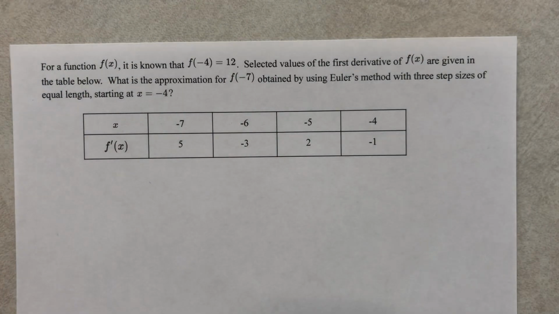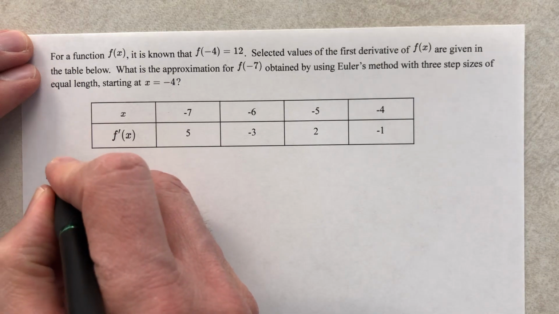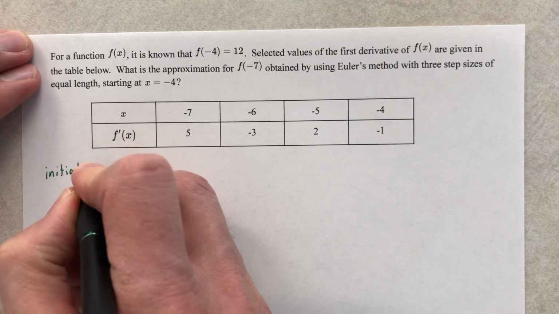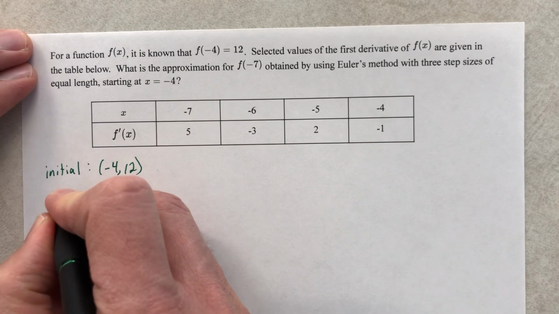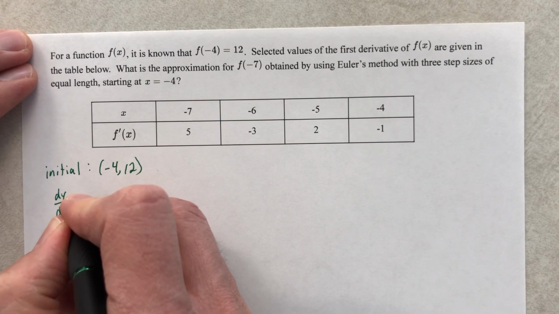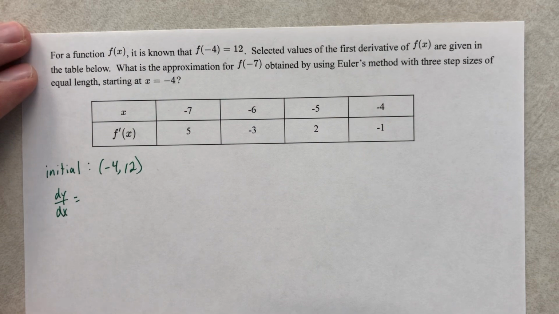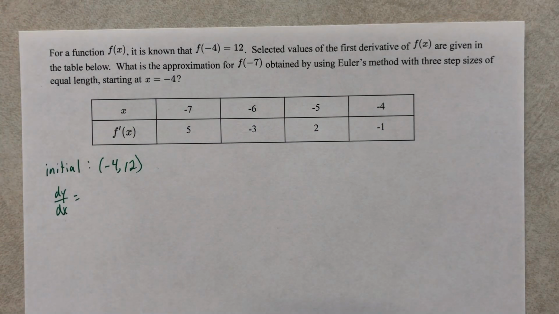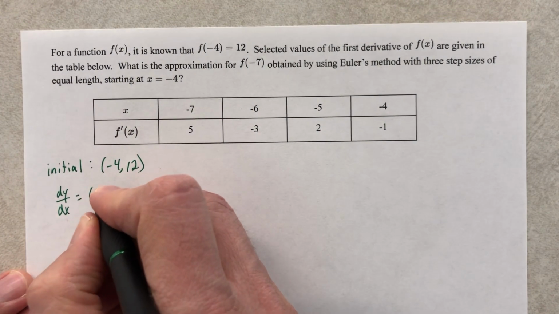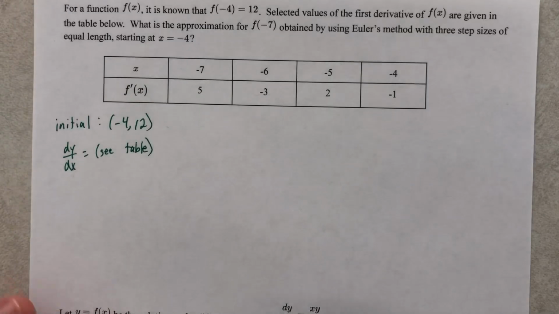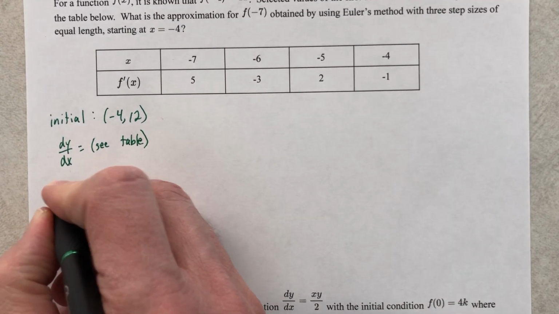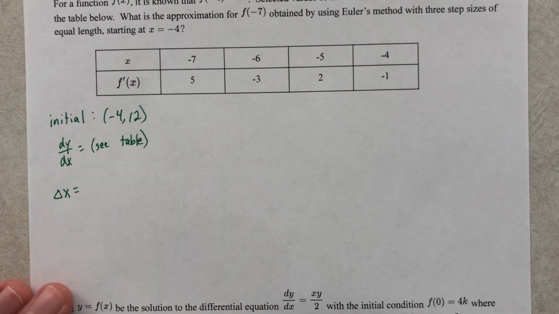Okay, so let's just write a few things down. Normally I would write things down just to get a good starting point. My initial condition is negative 4, 12. And my dy dx is, you don't know it. And that's okay. See the table. Oh, well, see the table? Sorry, couldn't resist. And so delta x is, this one's a little tricky.